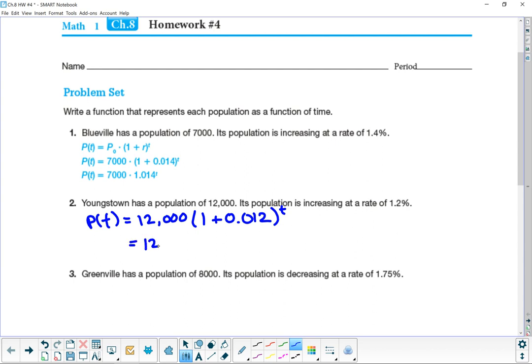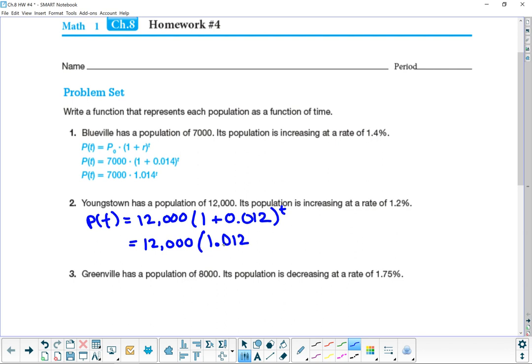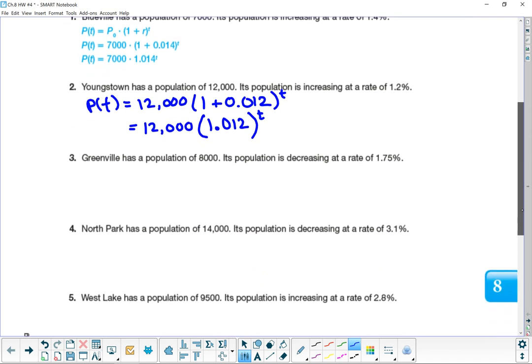So we're going to say P of T is equal to 12,000 times 1.012 to the T power. I'm going to try to write it like them. Personally, I don't like it like that. I like it with parentheses instead of a times, because the parentheses allow it to be separated just a little nicer, just a little easier on the eyes. Okay, so I like it like this better, but you can do it however you want.